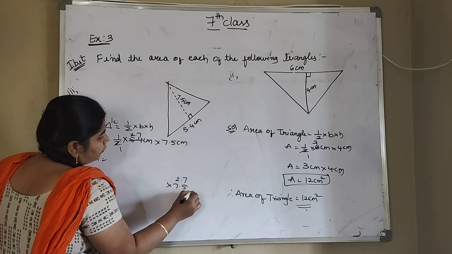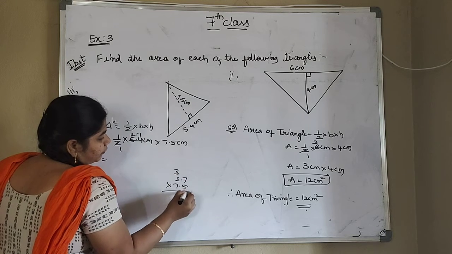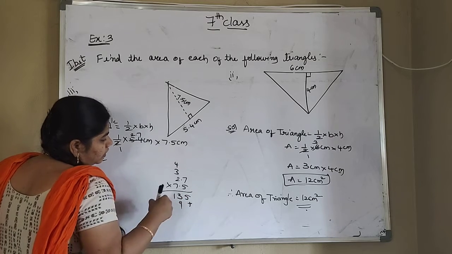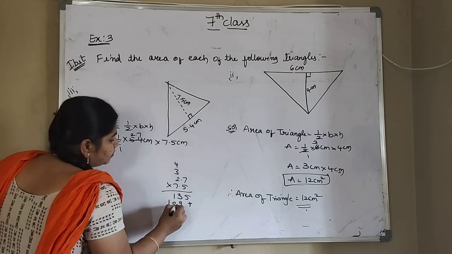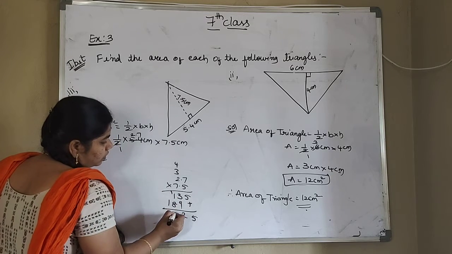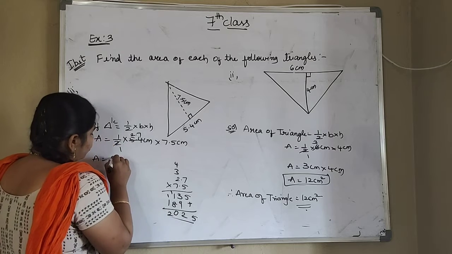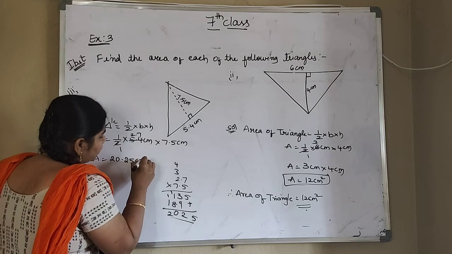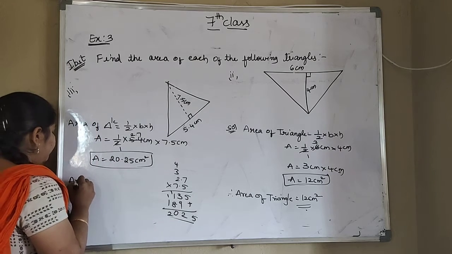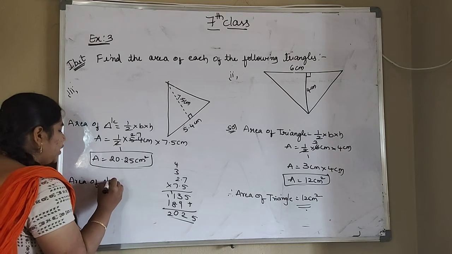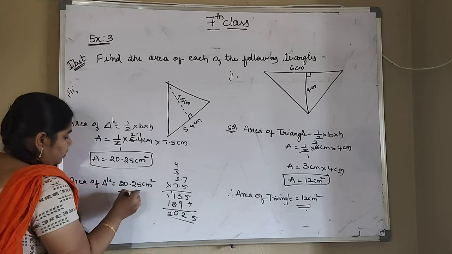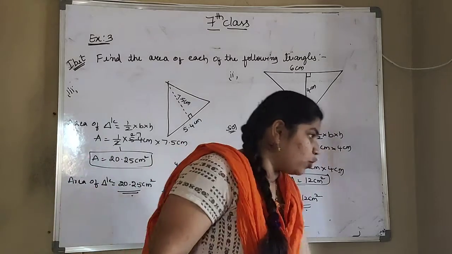2.7 into 7.5. 7 5s are 35, 7 7s are 49, 7 2s are 14, that will be 18... 5, 12, 10, that will be 20.25 centimeters square. So you got the area of a triangle as 20.25 centimeters square. So this is our third problem.